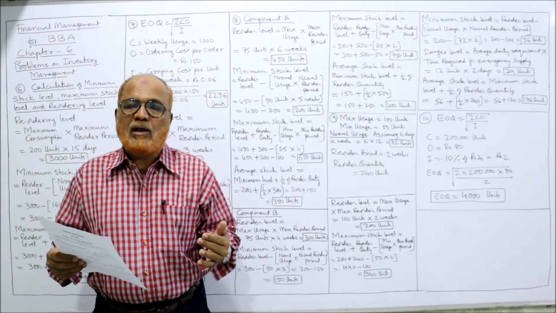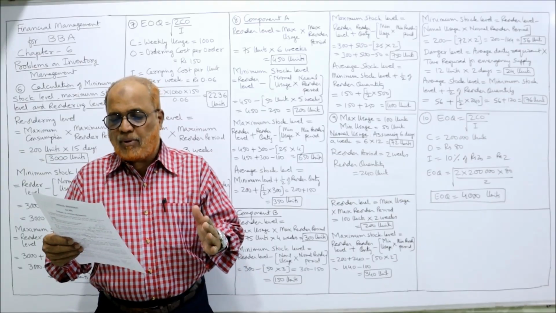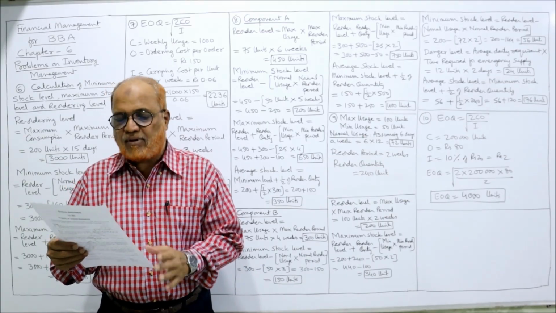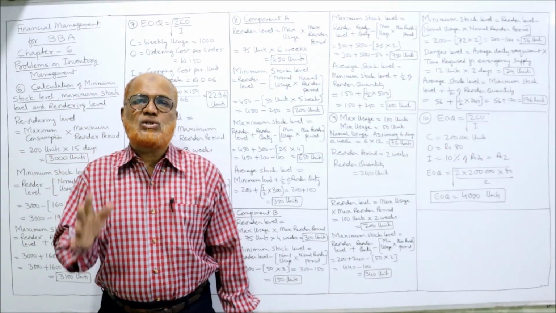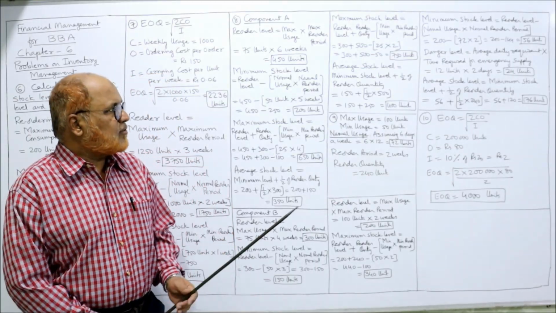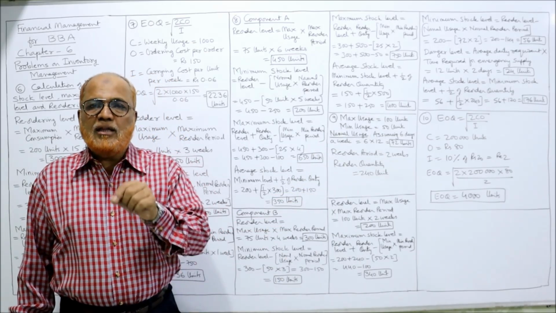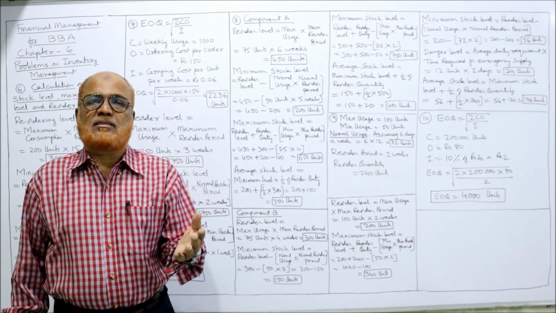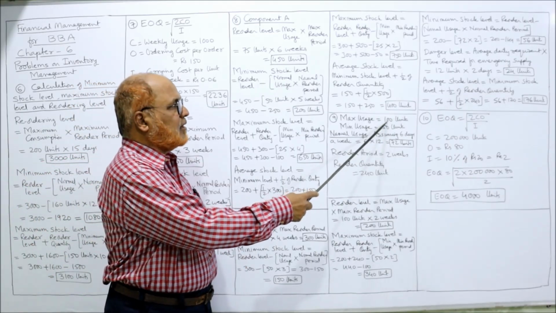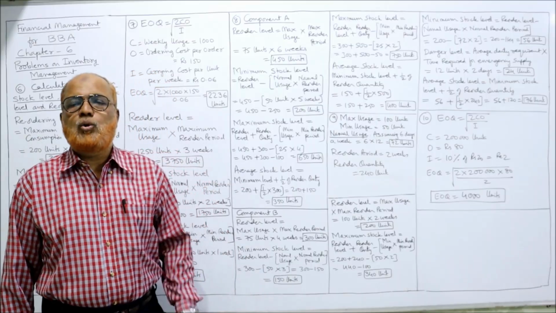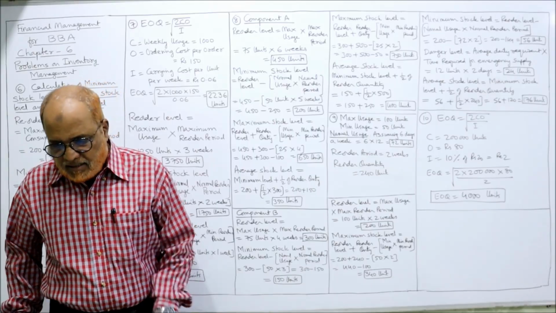So in this problem, one more level we are going to study, that is danger level. Find out maximum, minimum, ordering, danger and average stock level. Remaining all stock levels we have discussed. The new stock level is danger stock level, one new formula. So first of all, we write down what is given. Maximum usage 100 units per week. In the problem it is given 400 units per month, and a month consists of 4 weeks. So 400 divided by 4 is 100 units per week. Minimum usage 50 units per week, 200 divided by 4. Then normal usage, every day it is given.